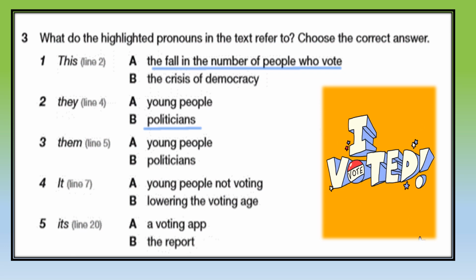Number 3. Them in line 5 refers to what? It refers to the young people, not to the politicians. Number 4. It in line 7 it refers to the young people not voting. إلى الناس أو الشباب الذين لم يصوتوا. Number 5, it's in line 20, a voting application or the report.